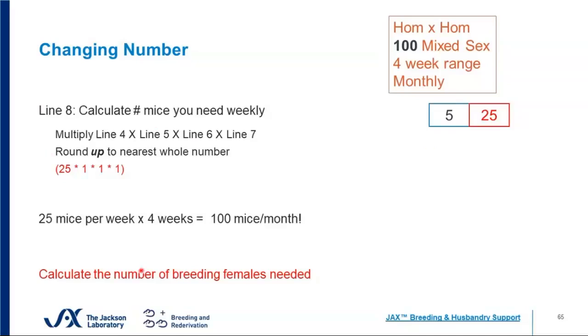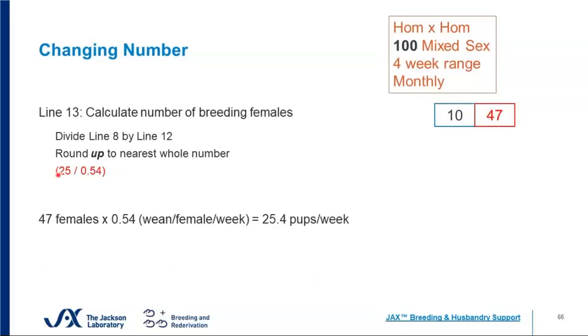That is pretty straightforward. But let's look at the breeding females that we need. So we take that 25, divide by our breeding performance, and we get 47. And I'm going to hold off on commenting about how we got there until we get all the way through this. So we would need 47 females times our breeding performance gives us a little over 25 pups per week. So we know that worked out right.